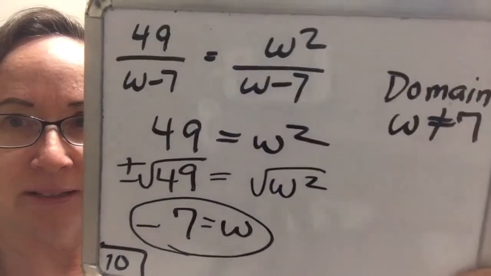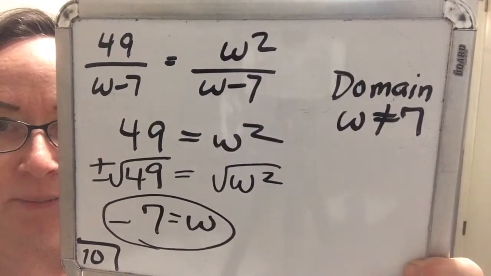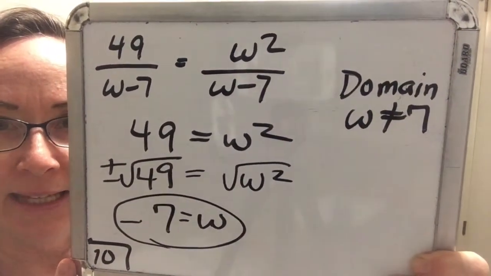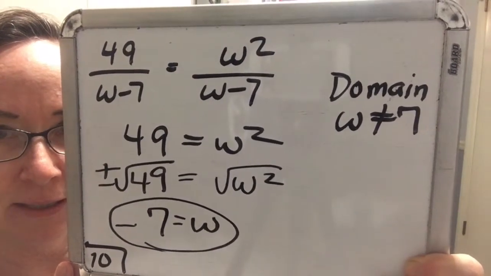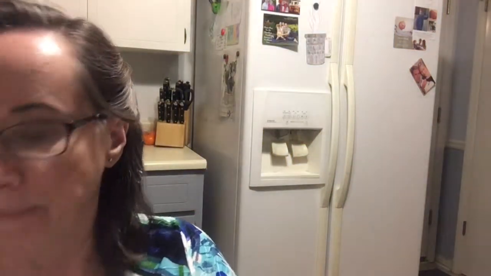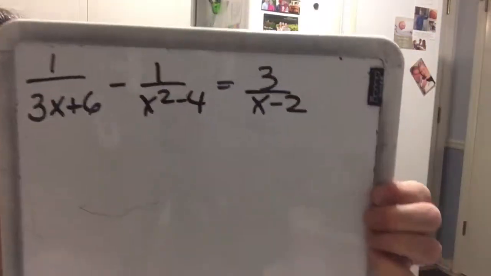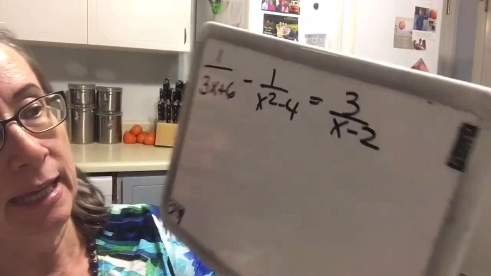Okay, so there's the screen a little bit if you want to see it a little bit better. Problem 10 on rational equations, 3.4. Okay, so now we're going to get the next problem out. And this one is a little bit more complicated.